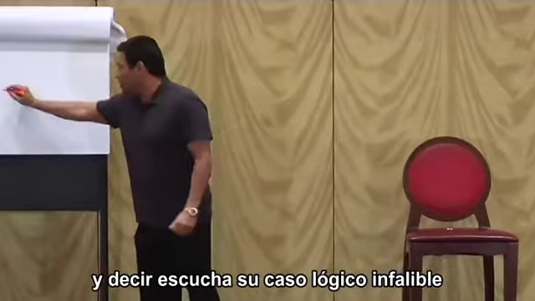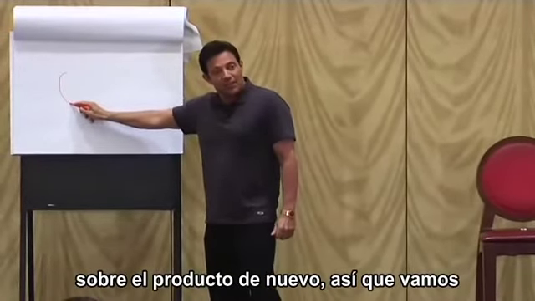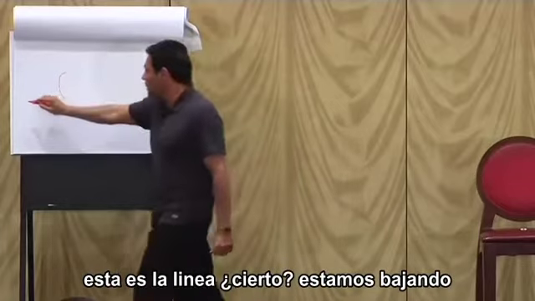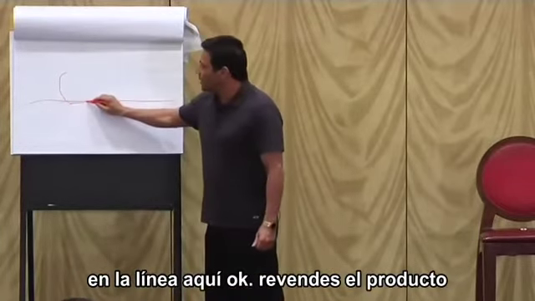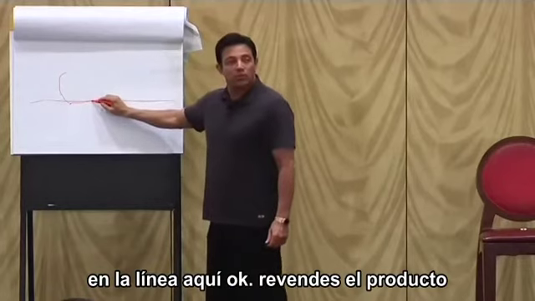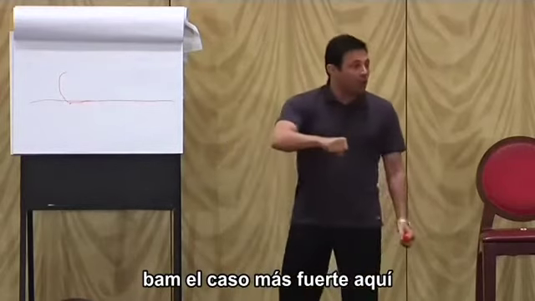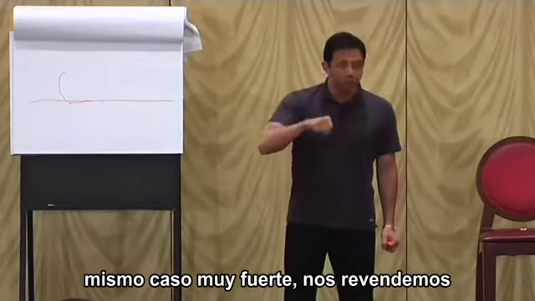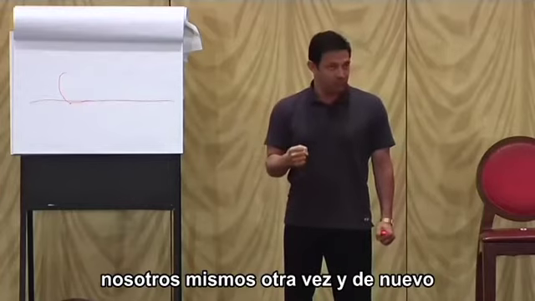what we're going to do is stop and say, listen, we're going to take this airtight logical case about the product again. So we're getting a 10 on the product. Let's say this is the line. We're going down the line here. We resold the product. This is the third presentation, second loop. Bam, our strongest case right here. Super strong case. We resold ourselves again.